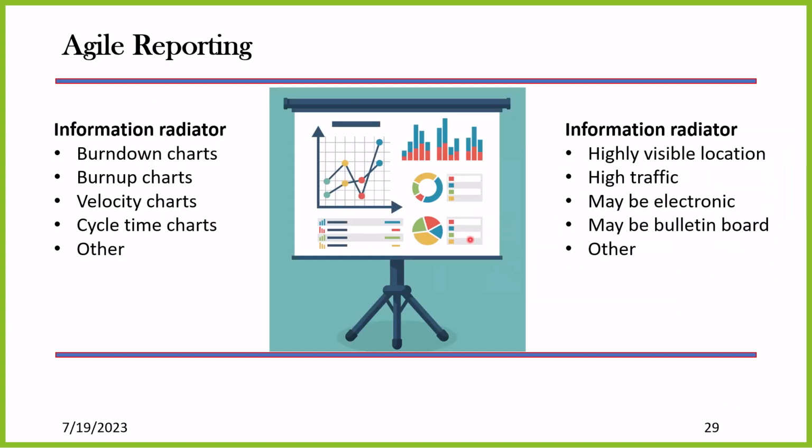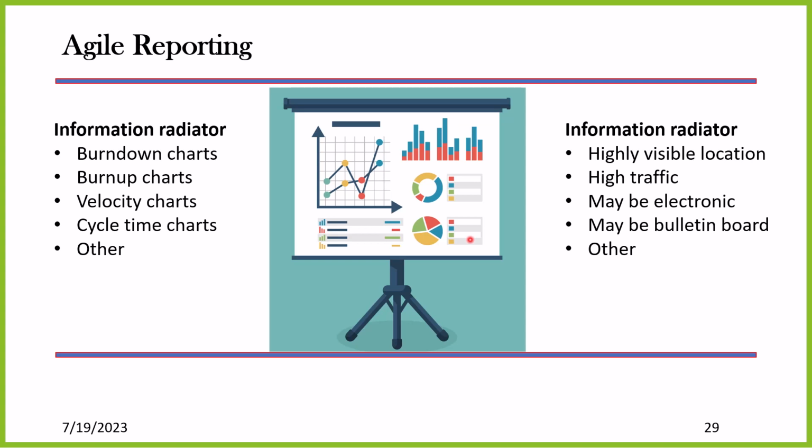All right, we have what's called an information radiator. In a predictive, traditional type of project, we have a report. It's called a work performance report. That tells us how the project is progressing. In Agile, we don't have that. We have an information radiator.